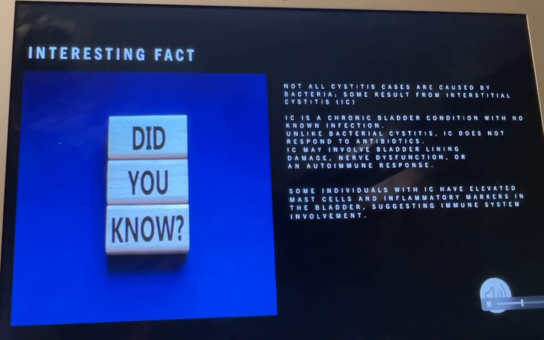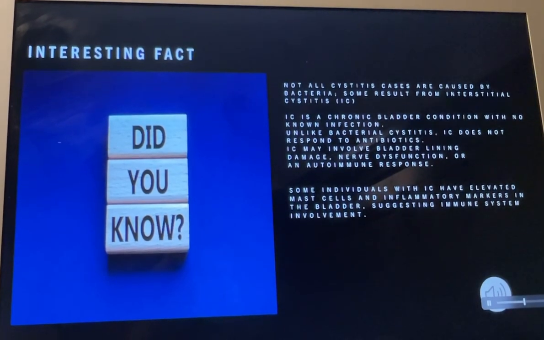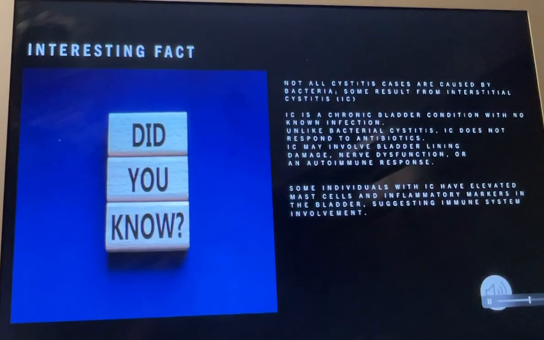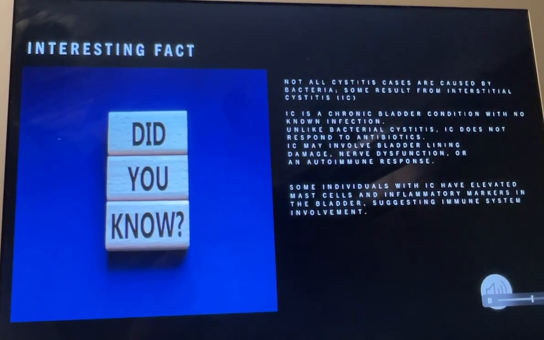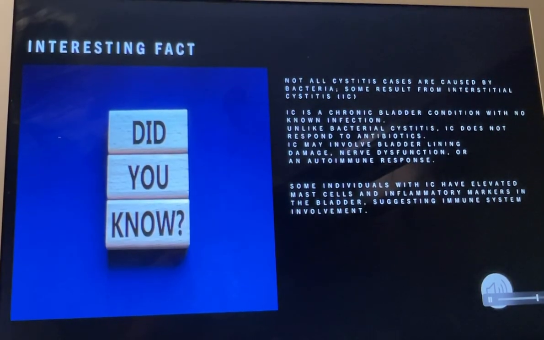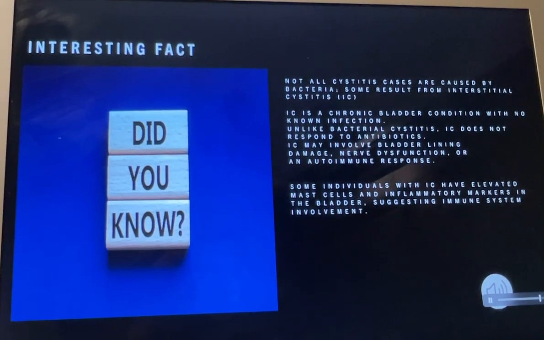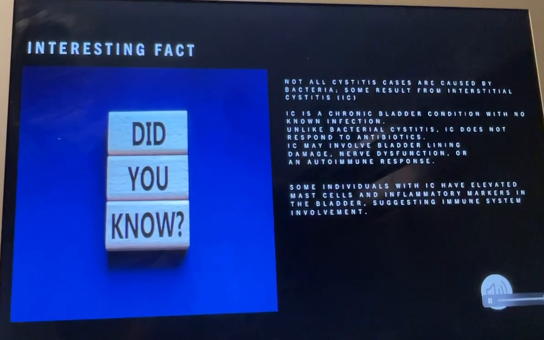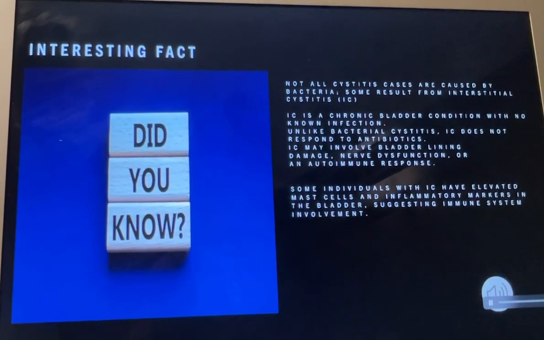Studies have shown that people with IC often have high levels of mast cells and inflammatory markers in their bladder, pointing to their immune system playing a role in their irritation. So whether it's a classic bacterial infection or a more complex immune condition like IC, cystitis is a lot more than just a bladder infection, and understanding the cause is key to getting the right treatment.